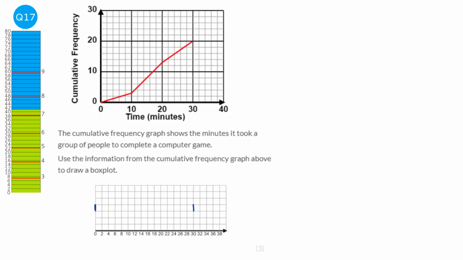So we need to now find out where the median is. Now the graph goes up to 20, the actual line goes up to 20, so the median we're going to find at 10. We're just going to draw a line across and down, and that looks like it is 17. So our median will be at 17, so we're just going to draw a line at 17. Get it just perfect, there we are.